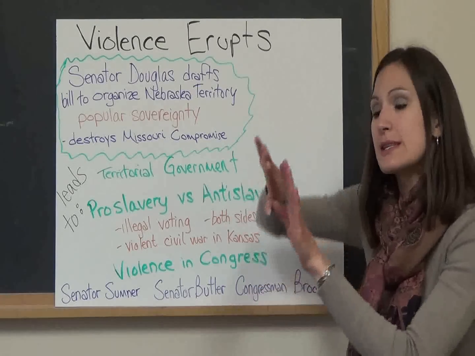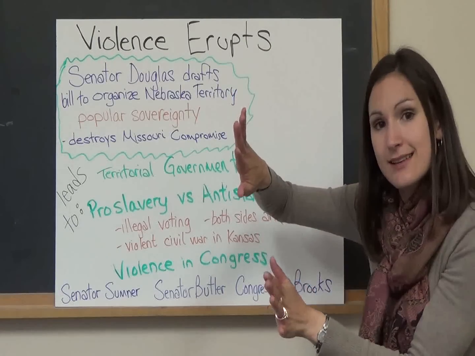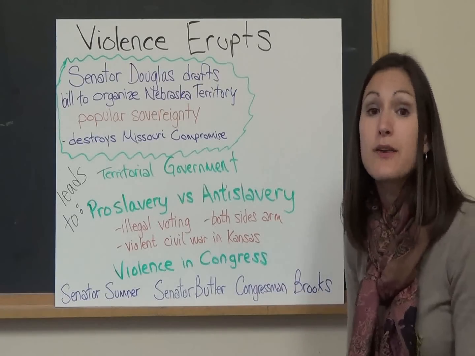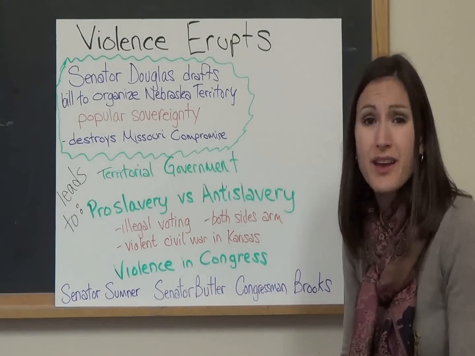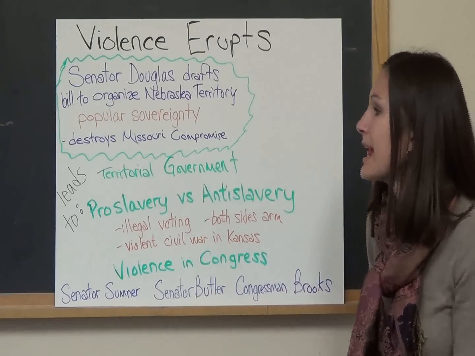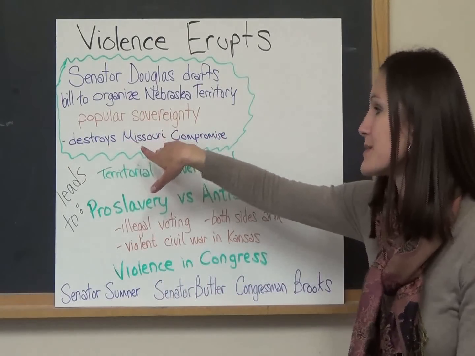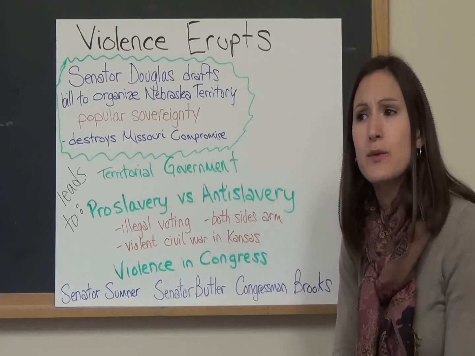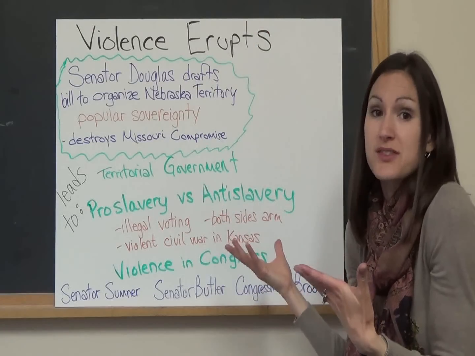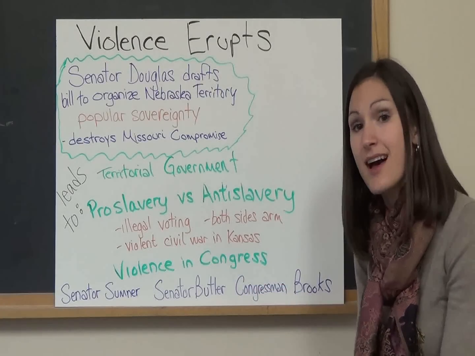Now what this would do, it would split the Nebraska Territory into Nebraska and Kansas. And again, they would use popular sovereignty to decide if it was going to be a free or a slave state. So the people who lived there got to decide, are we going to allow slavery or are we banning it? Now, here's the thing. The Kansas-Nebraska Act destroys the Missouri Compromise from 1820, which says we are not letting slavery above this line. Well, with popular sovereignty in the Kansas-Nebraska Act, they're saying every state can decide.